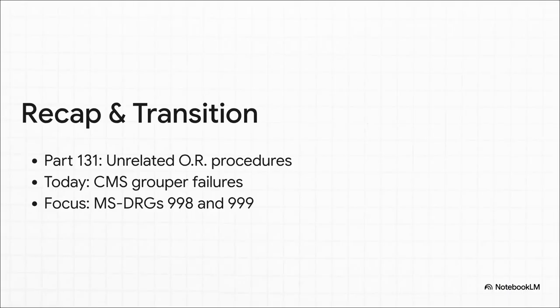Okay, kicking things off with Section 1, let's do a really quick recap to set the stage. So, you might remember in Part 131, we just mastered the grouping mechanics for unrelated OR procedures. Those are MS-DRGs 981 to 989. But today we're pivoting to a massive, and I mean massive, compliance and revenue threat. We're looking at exactly what happens when the CMS grouper completely fails to assign a valid DRG, which forces your claims right into MS-DRG 998 or 999.